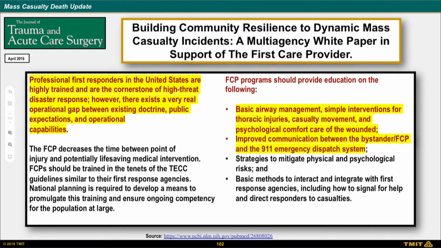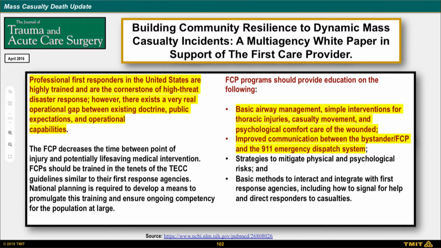professional lifesavers arrive. So having some basic airway management skills, simple interventions for thoracic injuries, and a plan for casualty movement from the scene of the event, from a direct threat area into an indirect threat area where the likelihood of additional injuries to both the victims and the other bystanders is reduced, is an important consideration.